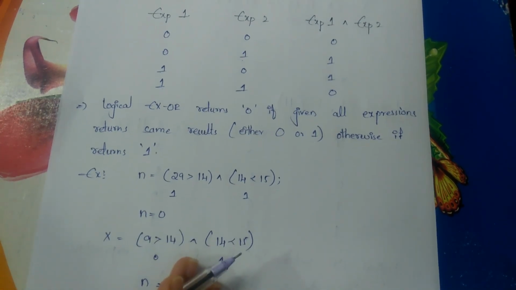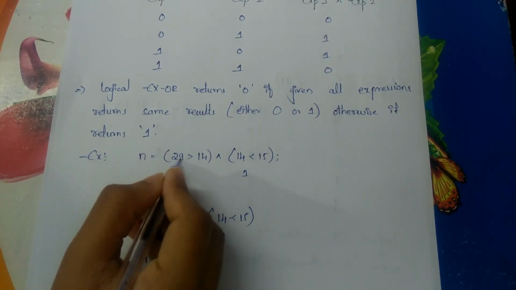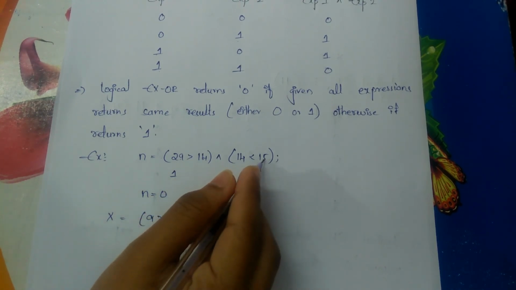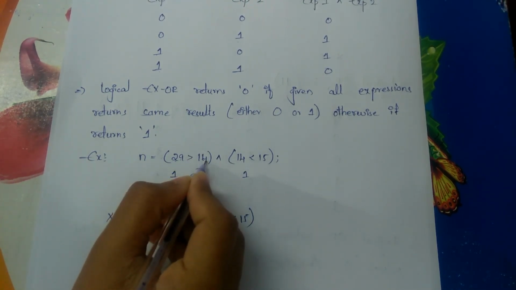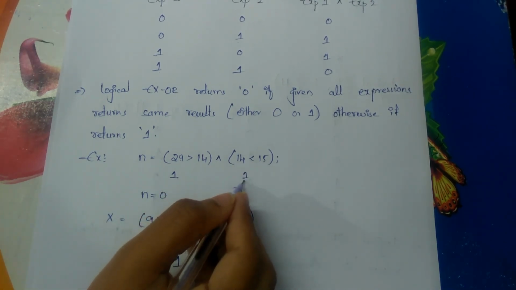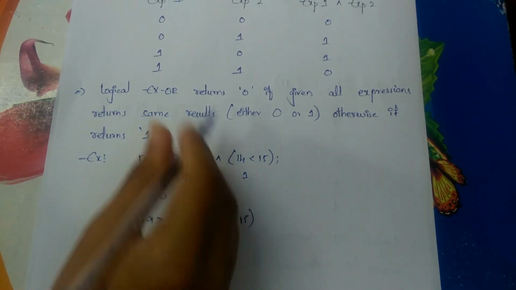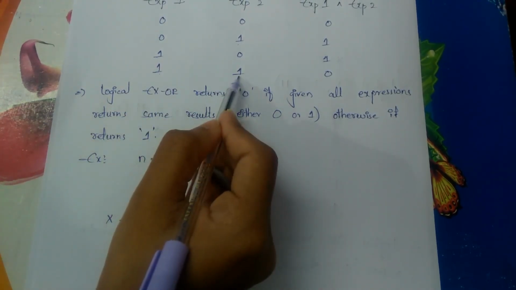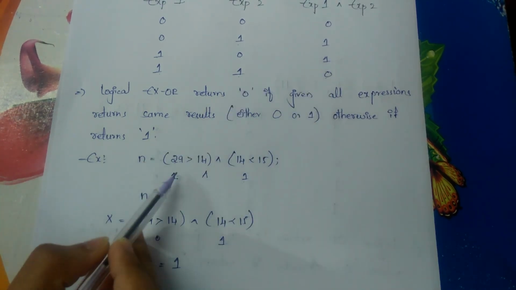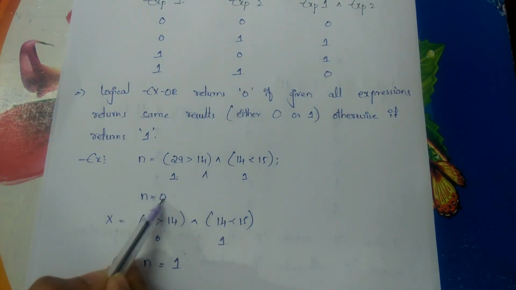Now let's see the example for this XOR. n equals 29 greater than 14 logical XOR 14 less than 15. 29 greater than 14 is true, so it returns 1. 14 less than 15 is true, so it returns 1. Now in between these two we are applying the logical XOR. When both statements return true, logical XOR returns 0. So 1 XOR 1 returns 0, n equals 0.